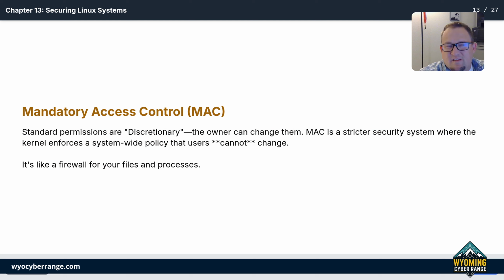Now, for a more advanced topic, standard Linux permissions are discretionary, meaning the owner of a file can change its permissions. Mandatory Access Control, or MAC, is a stricter security framework that allows our operating system kernel to enforce system-wide policies that our users cannot override. Think of it like a deep security guard that even root has to obey. It puts strict limits on what processes and users can do, even if standard permissions otherwise allow it.